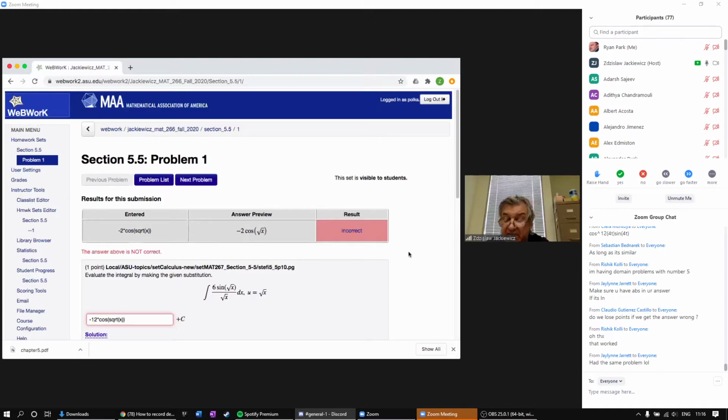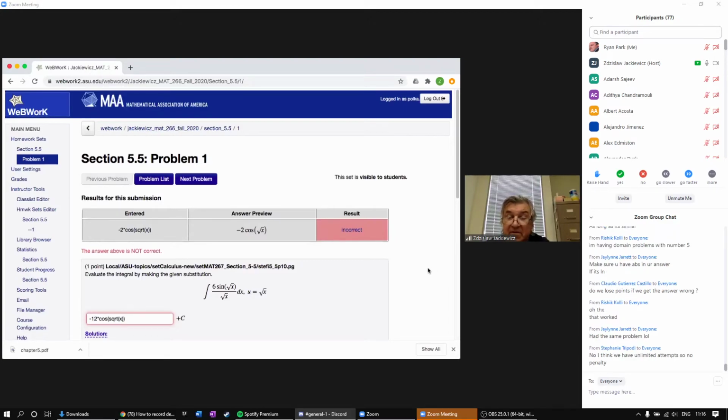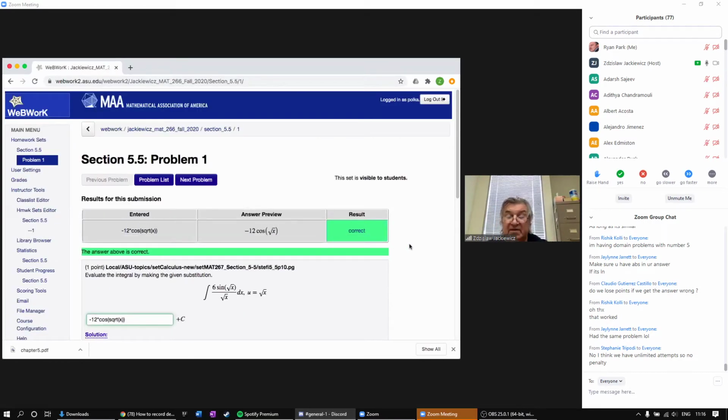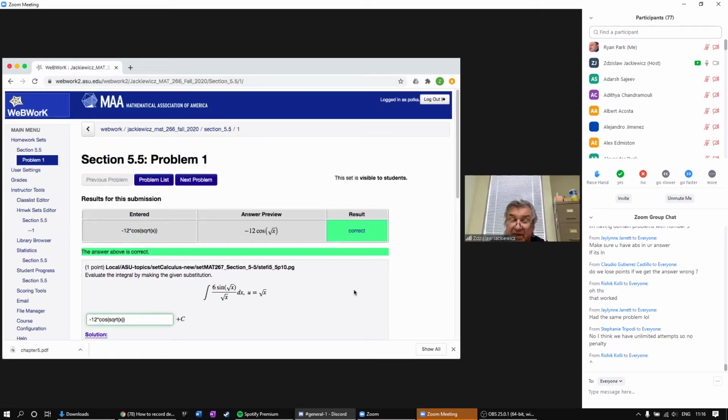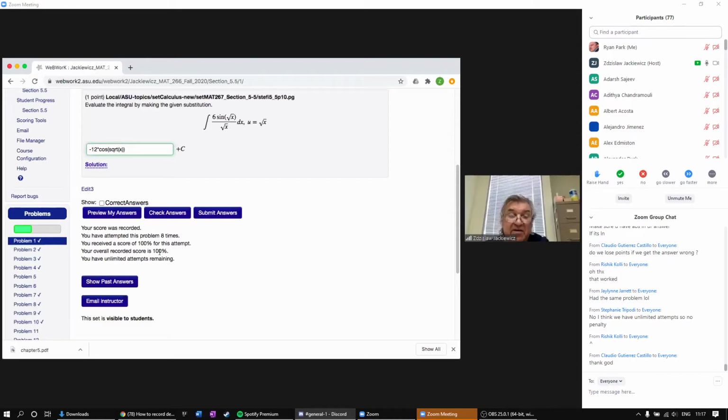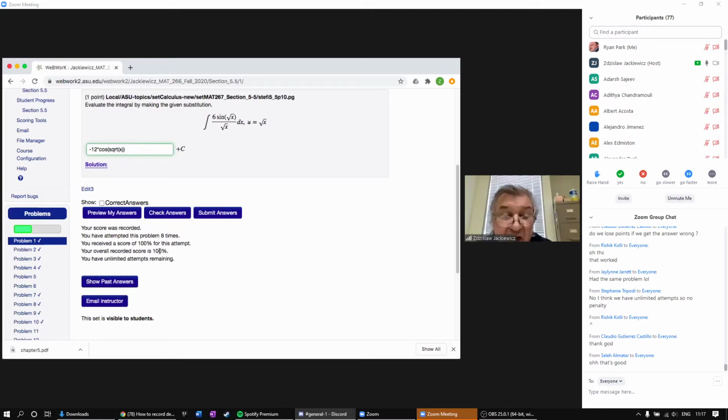Now let's correct it and submit it. It's fine. As long as you submit the correct answer at the very end, you'll get 100% credit. Your overall recorded score is 100. You have attempted this problem 8 times, because I was playing with this during my previous class. I had no classes, so I attempted the problem 8 times, got the right answer at the very end, and have 100%.